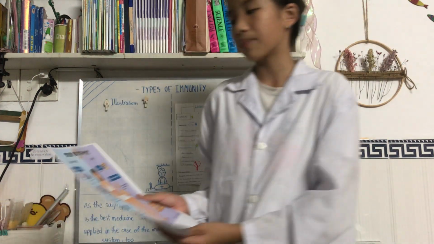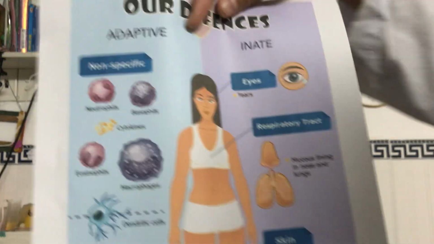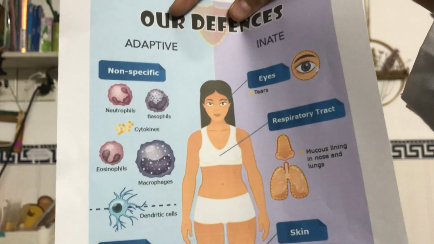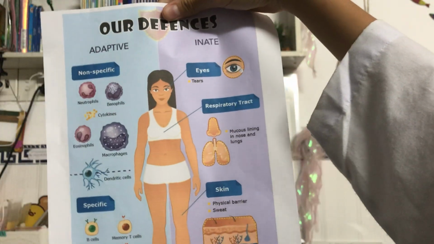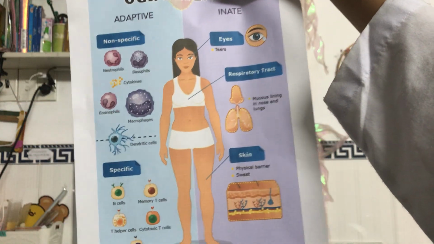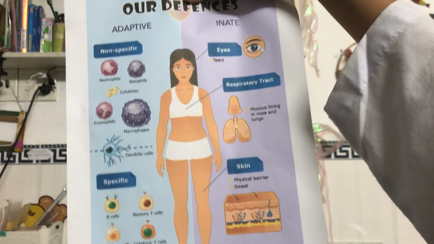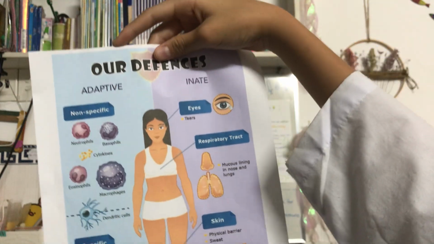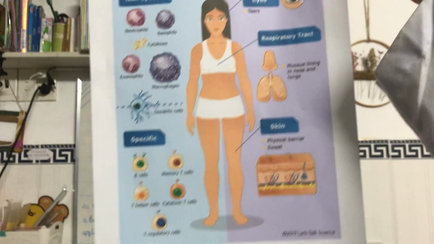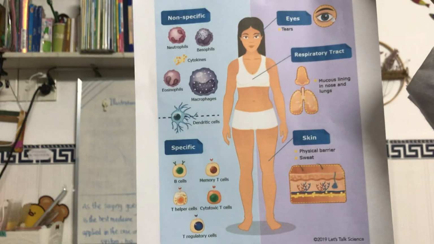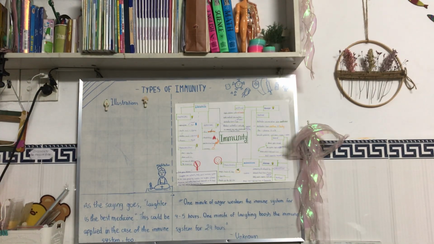I want to show you some pictures too. For our lines of defense, we have the non-specific and the adaptive, and innate immunity. And as you can see, our eyes have the tears, all of those innate immunity, from the physical lines of defense to the chemical lines of defense. And yeah, that is non-specific, specific, and everything that you need to know.